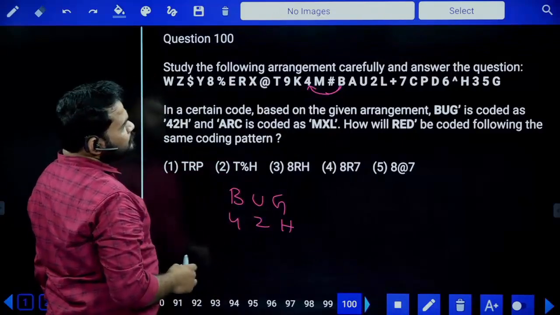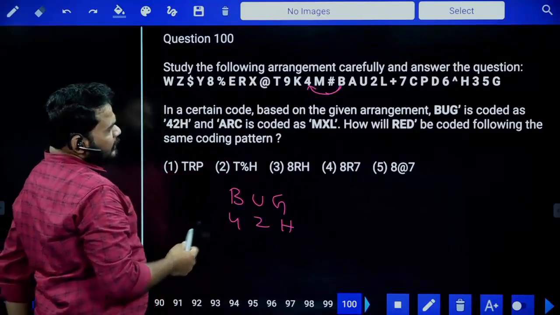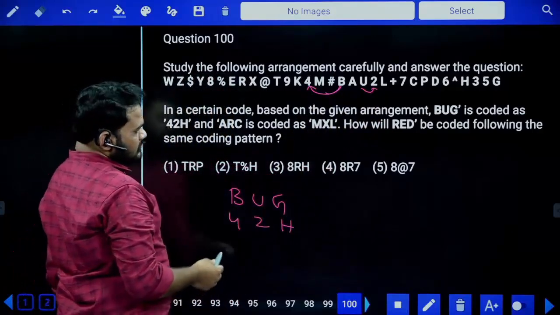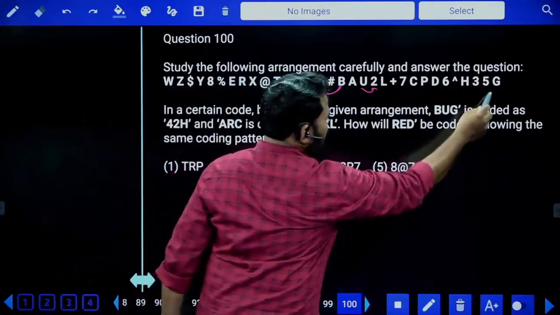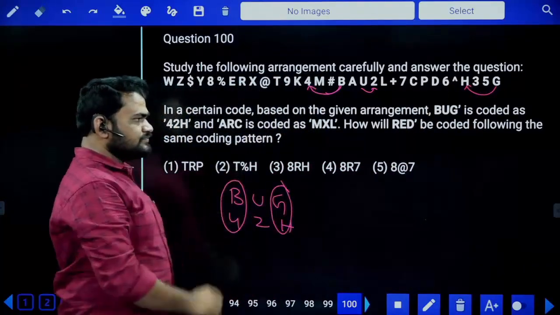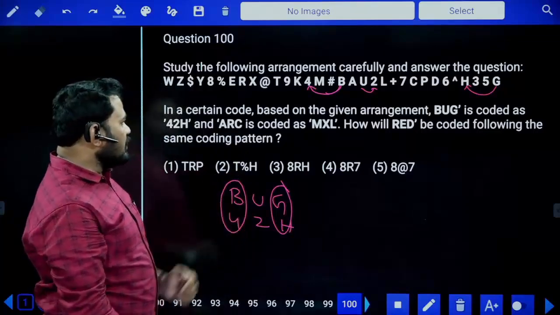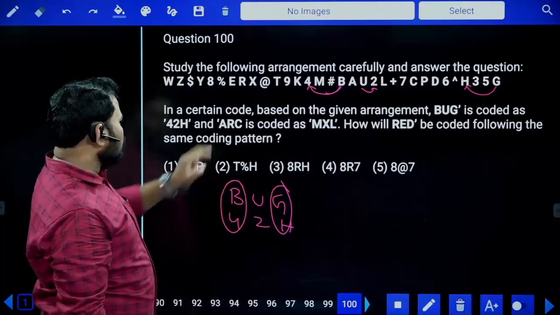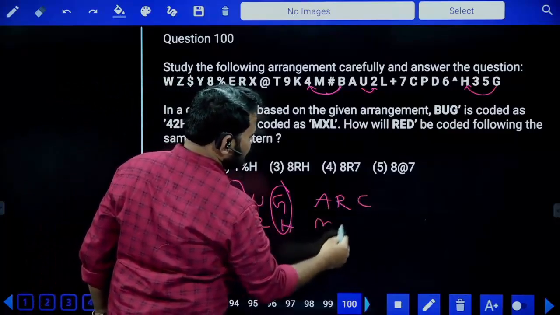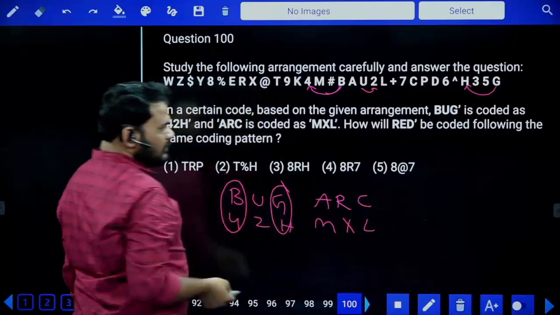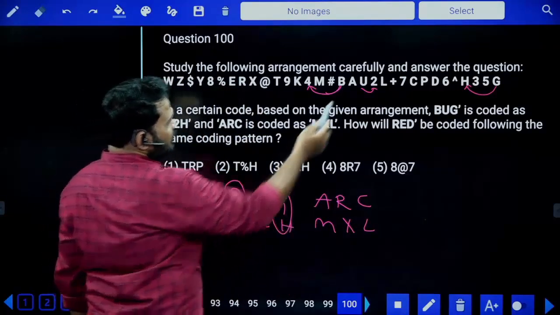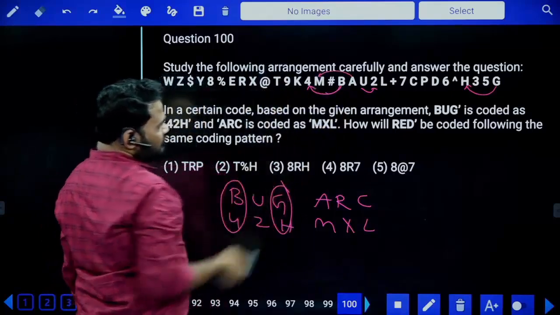Next U2. So U and then 2 is required. Immediate right of U is 2. Next GH. G and H. Third to the left of G is H. First and last elements are third left elements with respect to the above element, but the middle one is an immediate right. So let us verify one more thing. ARC has to be coded as MXL. Let us observe A. Third to the left of A must be M. A is here. Third to the left of A is M.